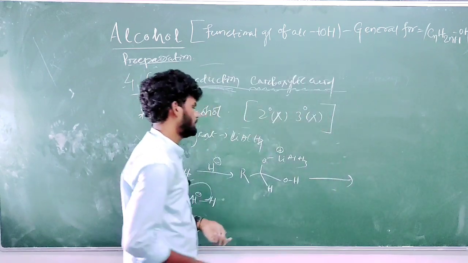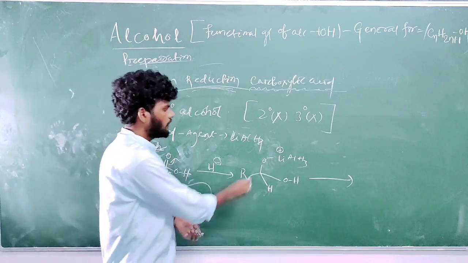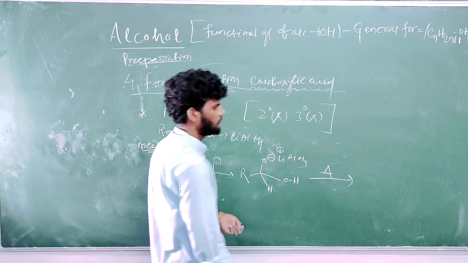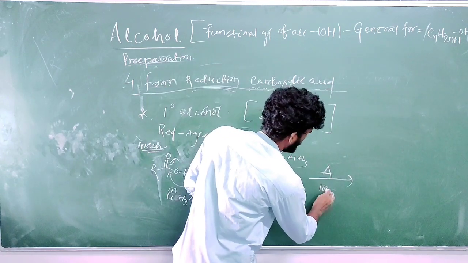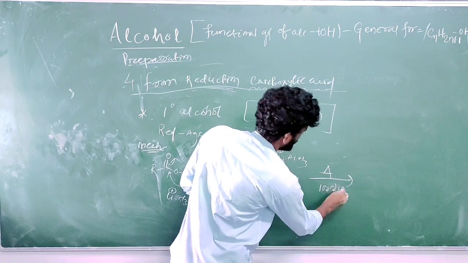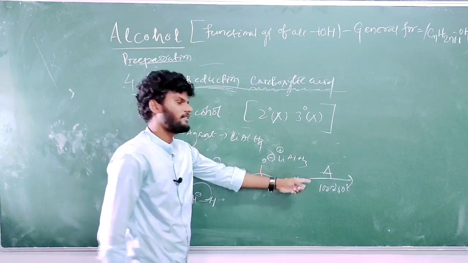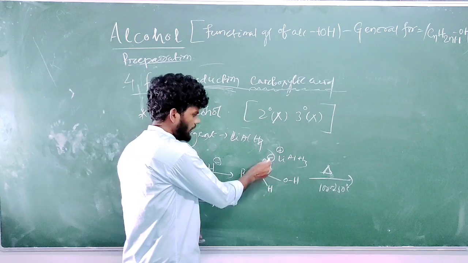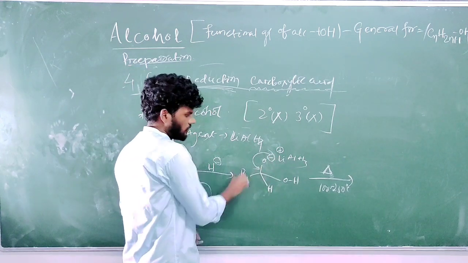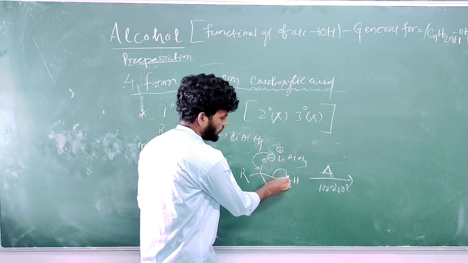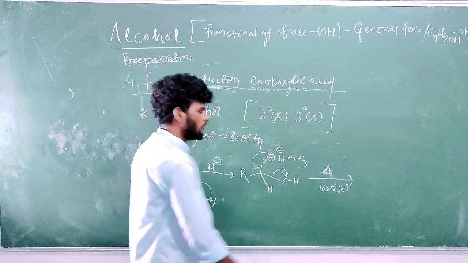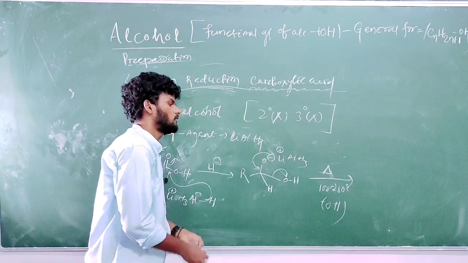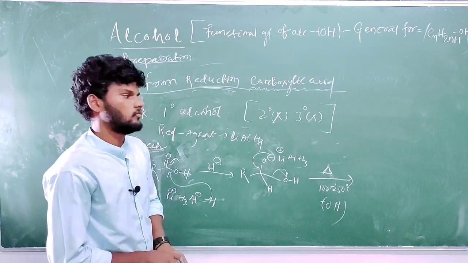So in the next step, what will happen? Here is O minus. If you give a little amount of heat, 100 to 250 degrees Celsius, the triangle symbol for heat, the negative charge comes over to the carbon-oxygen single bond, this OH bond moves over to the oxygen atom, and OH leaves as a leaving group, but OH is not a good leaving group.